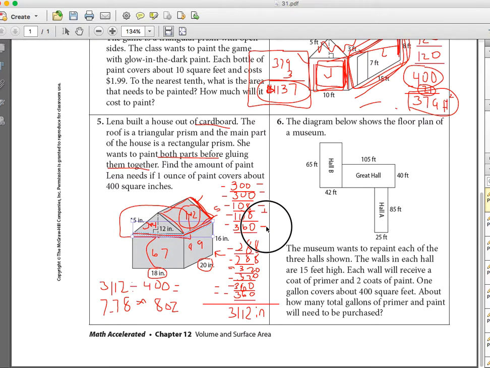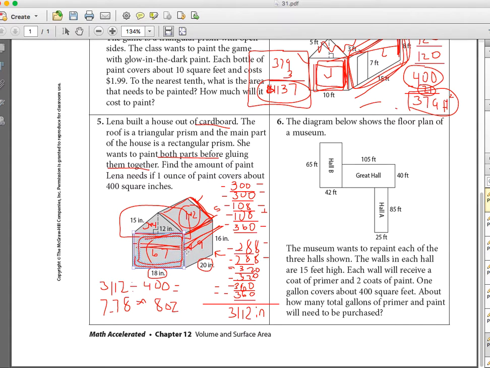And then the 360, where did that come from? Well, that is the rectangle that it's sitting on. So it's 18 by 20. 18 times 20 is 360. Now coming down to the rectangular prism, I have a front and the back. The front and the back are right here. That's 18 by 16. 18 times 16, and that is 288. That's for the front and the back.